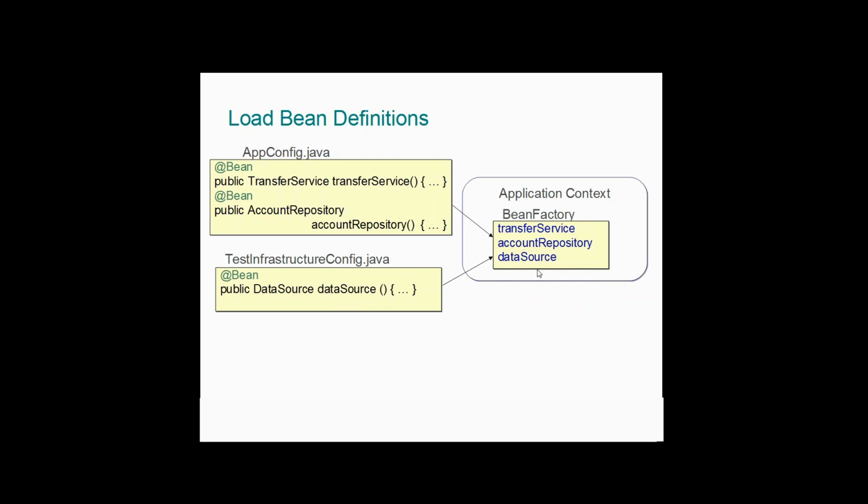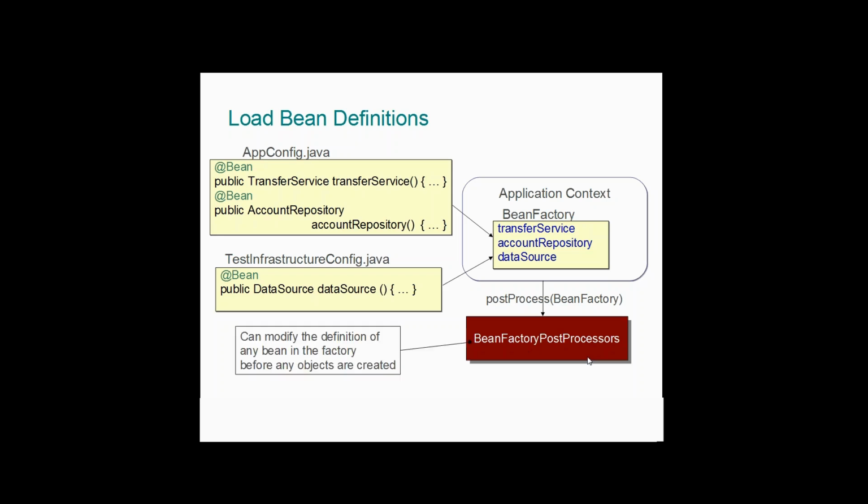Now this definition is given to a special extension point called the bean factory post processor. It does some post processing on the definition which was just loaded by the XML file, Java configuration, or component annotation scan, and it is given to this bean factory post processor, and this bean factory post processor has the ability to modify the definition. It can go and modify the definition of any bean in the factory before an object gets created.